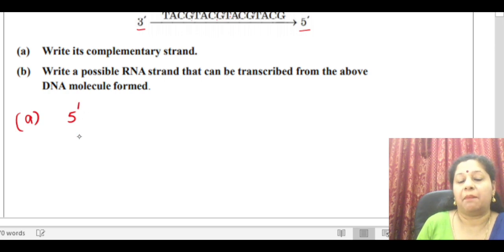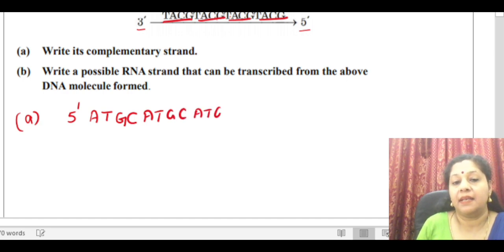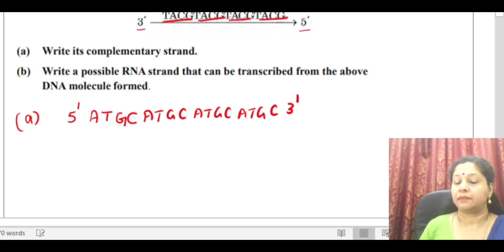5' to 3'. And here thymine is complementary to adenine, adenine will be complementary to thymine, cytosine means guanine, guanine means cytosine. ATGC. So how many times is it repeating? 1, 2, 3, 4. So 4 times we can write ATGC, ATGC, ATGC, ATGC 3'.